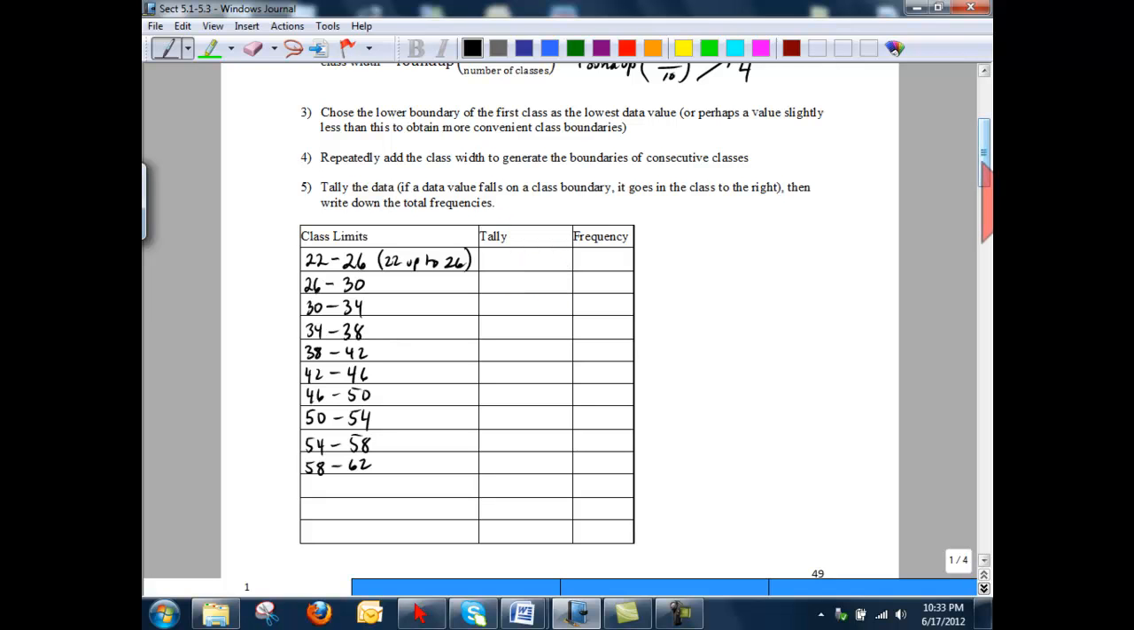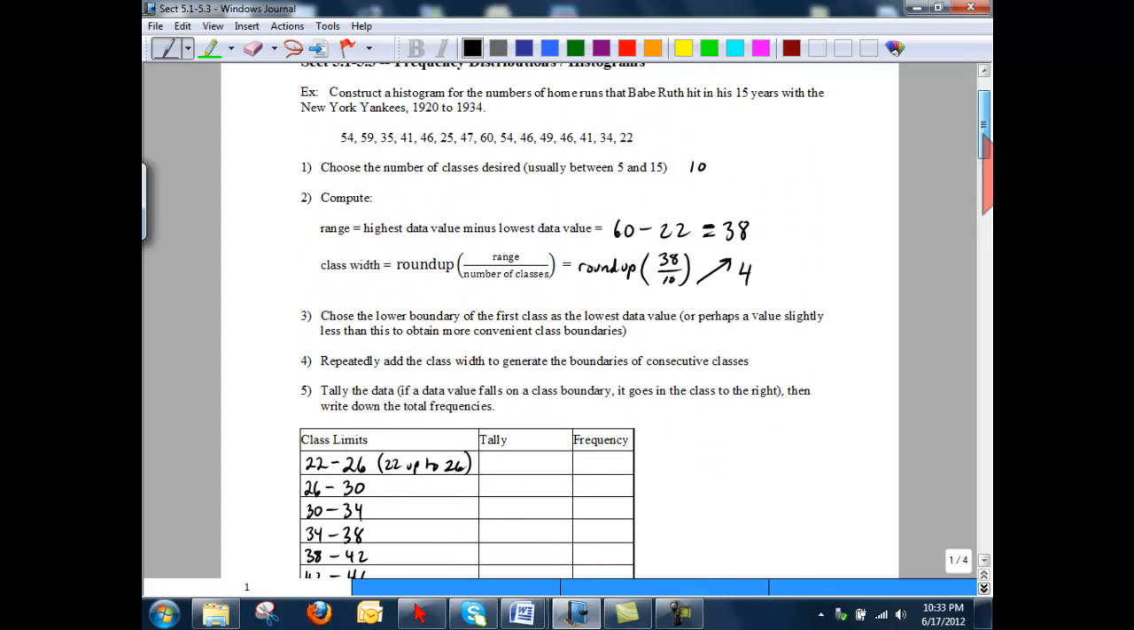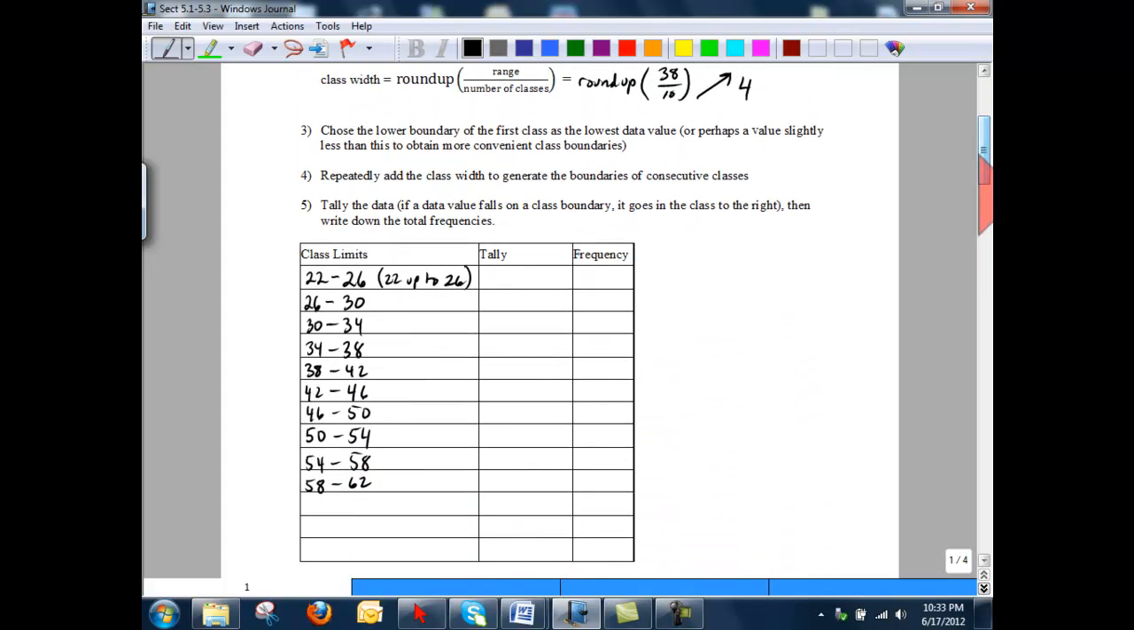Okay, let's take the data next and tally it. So I'm looking at the data list and saying, oh, there's a 54, so that falls right on a class boundary by our convention. That goes in the higher class. There's a 59, that goes in this class, and so on.